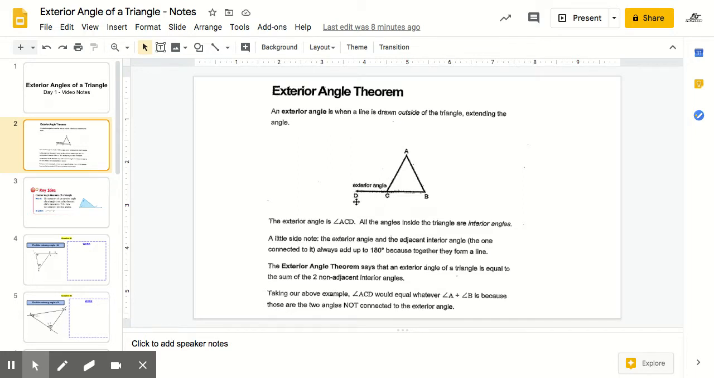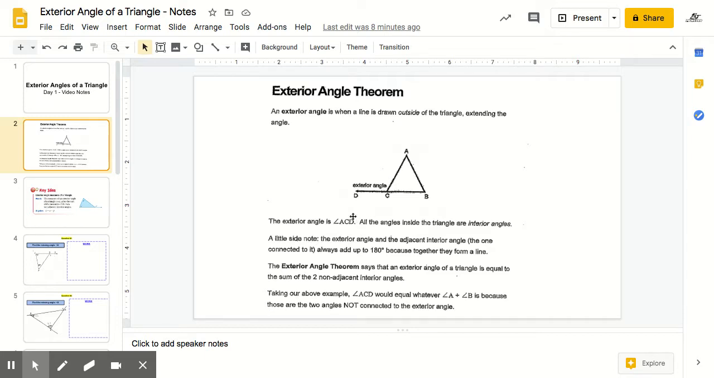This angle, DCA, is considered an exterior angle because it's outside of the triangle. You see, we had to extend this side of the triangle in order to create that exterior angle. What we're going to learn about today is the exterior angle theorem. An exterior angle is, again, when a line is drawn outside of the triangle, extending the angle.